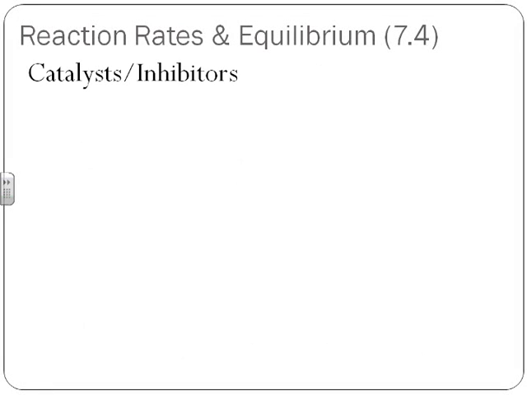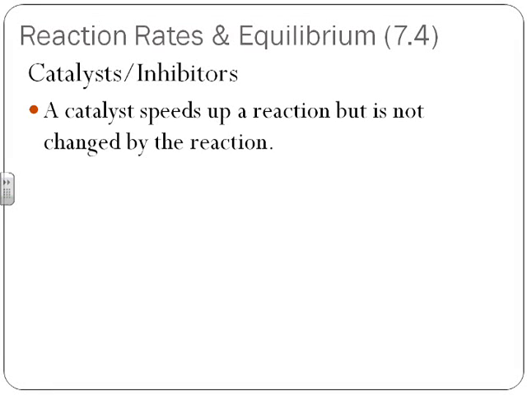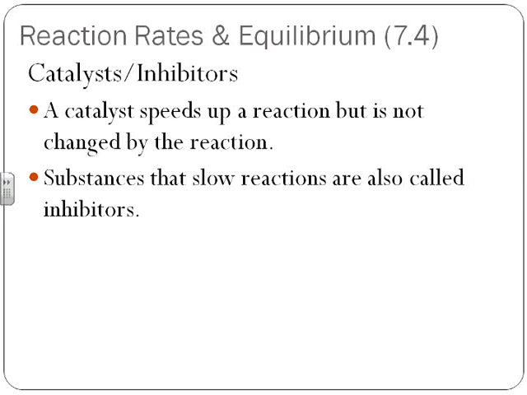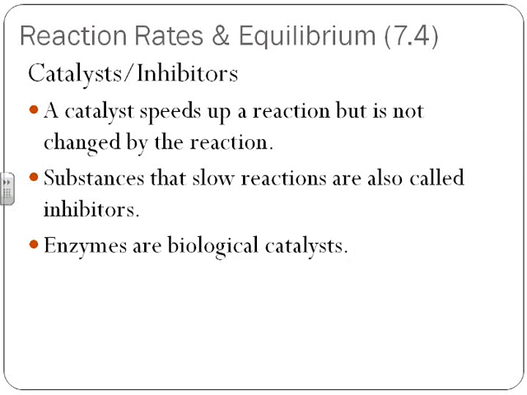Now, we have things called catalysts and inhibitors. A catalyst speeds up a reaction, but it's not changed by the reaction. So it's going to still stay as a catalyst, but it's something that you can place into the reaction to help speed it up. Substances that slow down reactions are called inhibitors. And if you think about that, that's kind of what the word means. When you inhibit something, you're slowing it down or you're stopping it from happening.